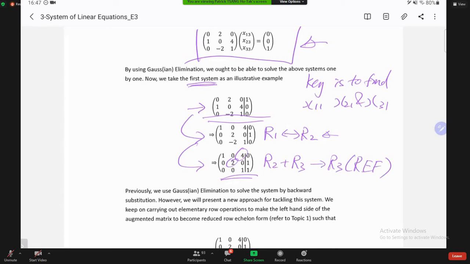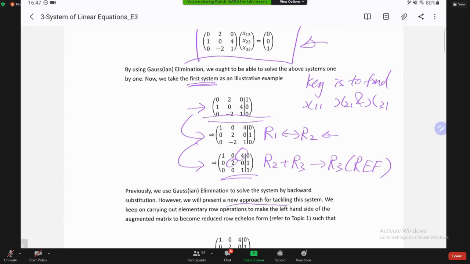But why do I say so? You will see. Previously, we may use Gaussian elimination and backward substitution to find out all of the variables for the given linear system, right? And now I would like to show you, if we take a step further, a new approach to tackle the system more easily or more effectively. So let's take a look.